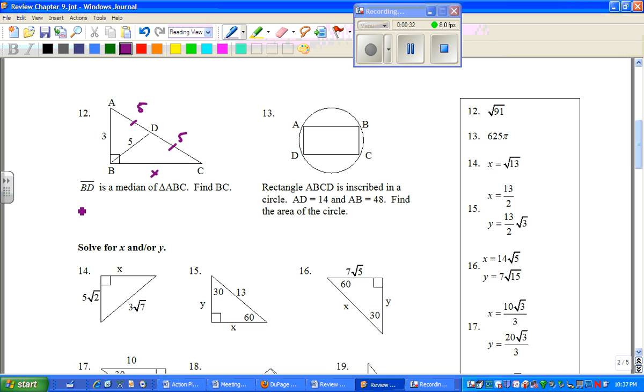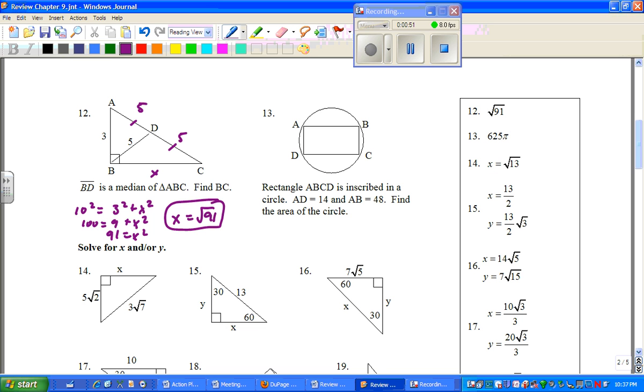We have 10 squared is equal to 3 squared plus x squared. This is 100 minus 9 plus x squared. Minus it over, 91 is equal to x squared. So x, which is equal to BC, is the square root of 91, and we have our answer.